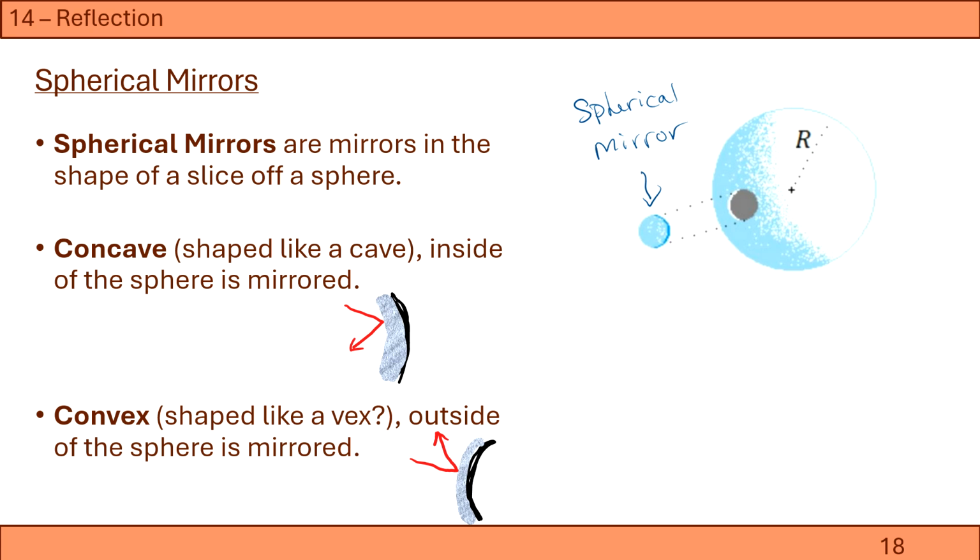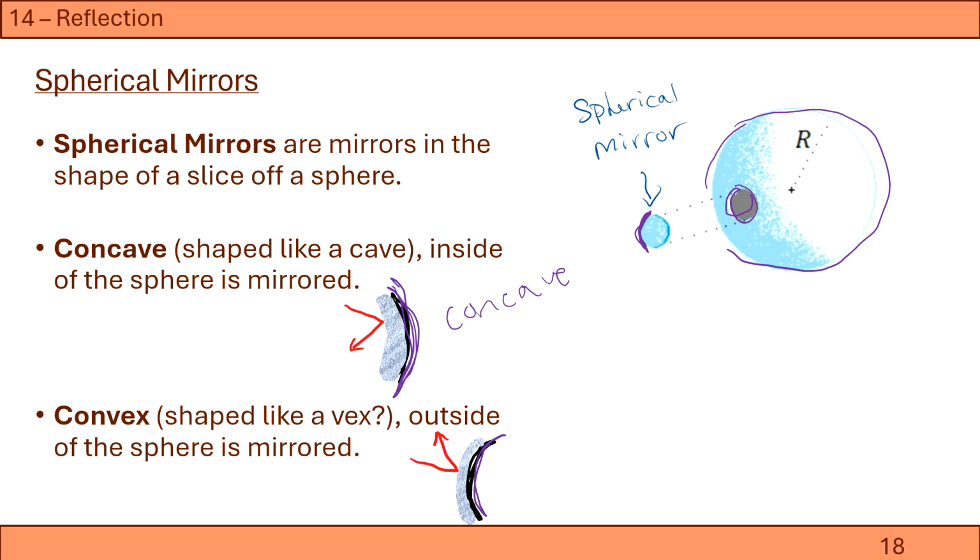So a spherical mirror is if you imagine having a big giant sphere in which we take one little slice of that sphere and we're left with a little piece of sphere like this, and it's going to be shiny on one side, either on the inside of that sphere or on the outside. If it's shiny on the inside, it kind of looks like a cave, right? Like the opening of a cave. And so these are concave mirrors. They're shaped like a cave, and this is where the inside of the mirror is reflective.